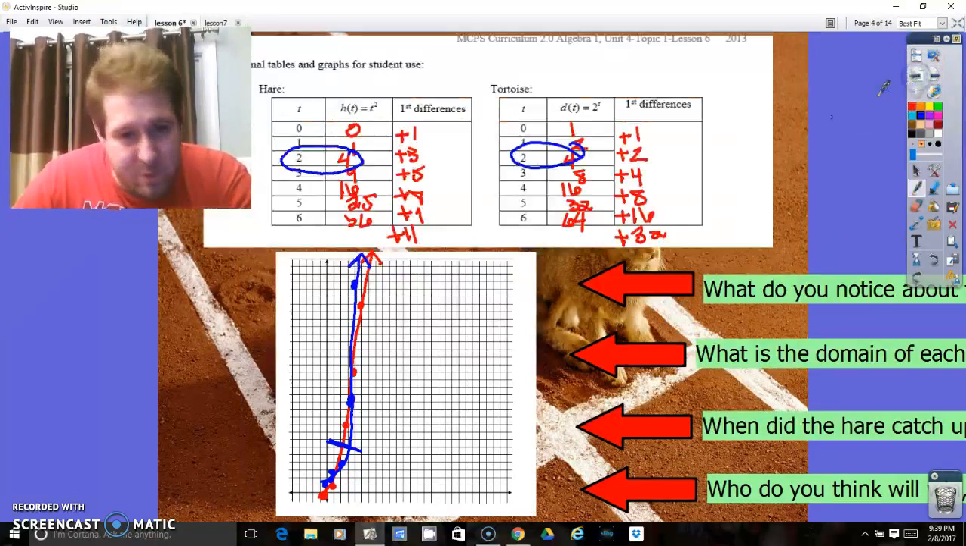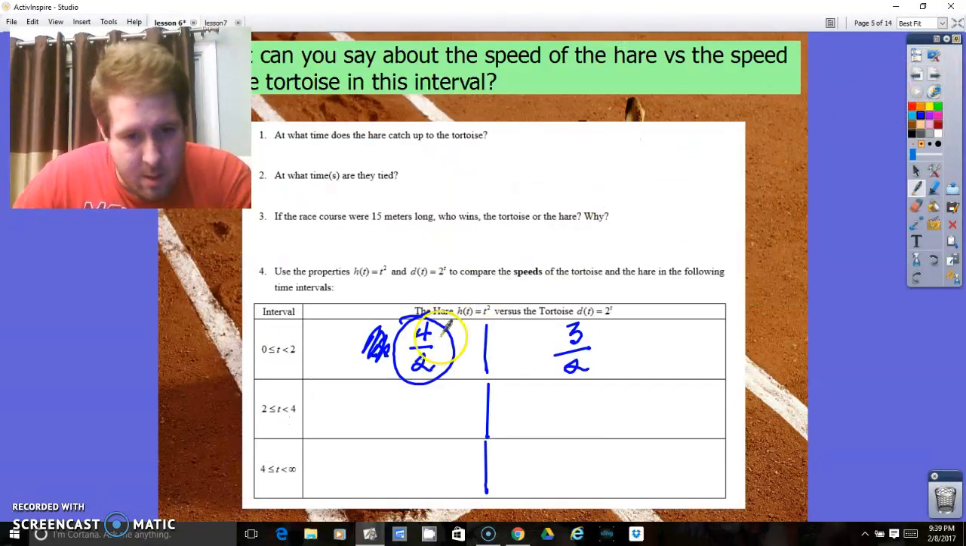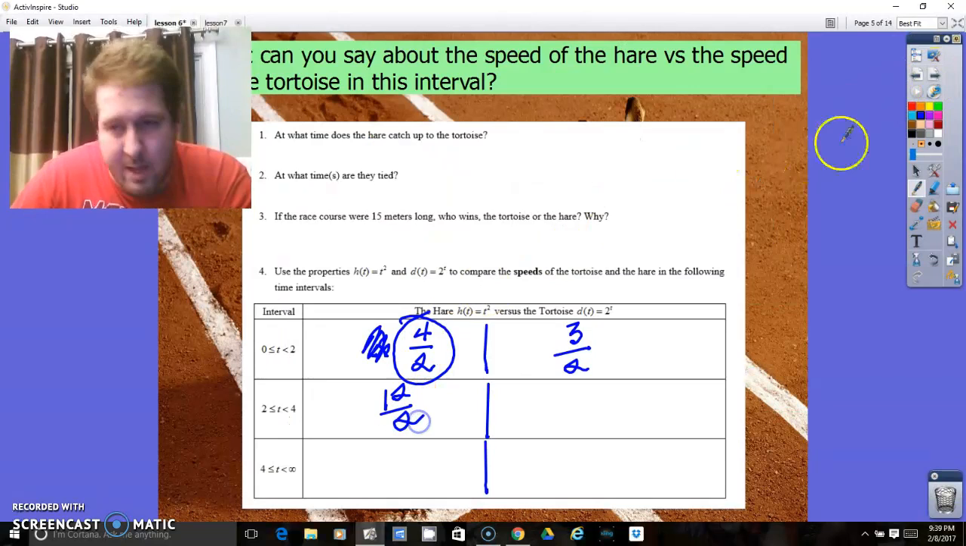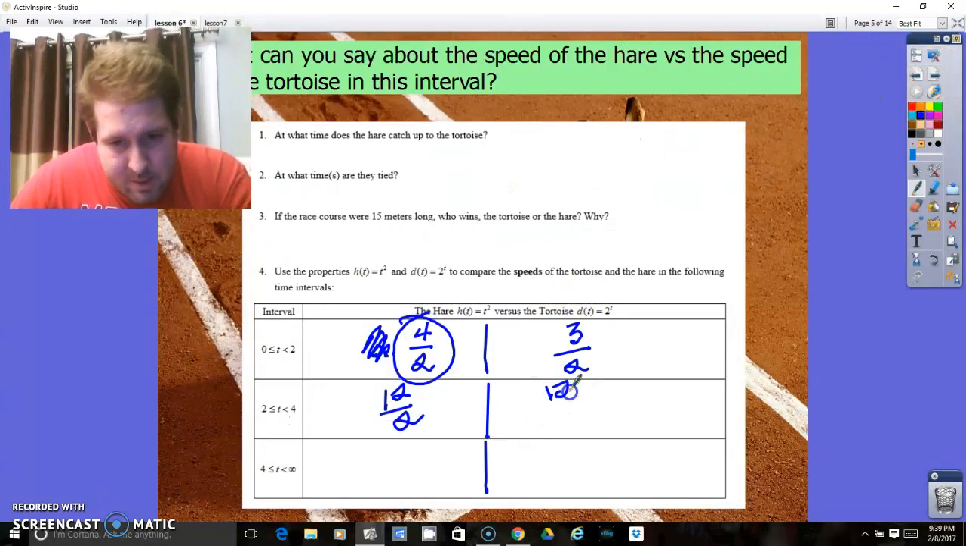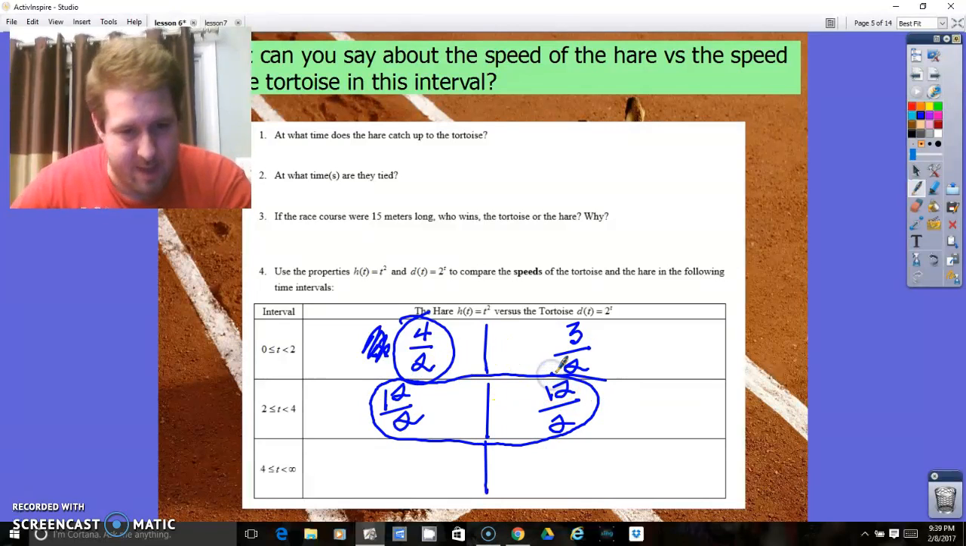And then what about from 2 to 4? From 2 to 4, it goes up 12 in 2 seconds, whereas the hare from 2 to 4 also goes up 12 in 2 seconds. So it looks like they're going exactly the same during that time interval.